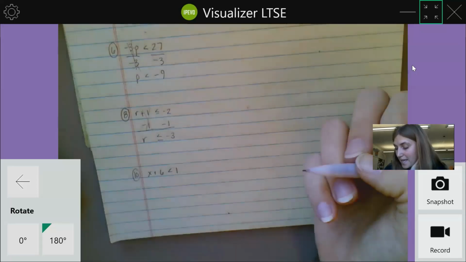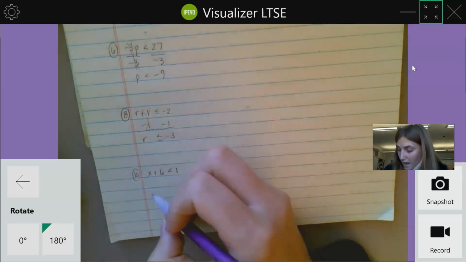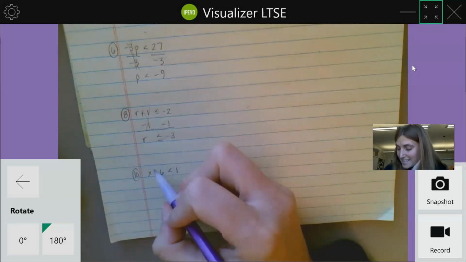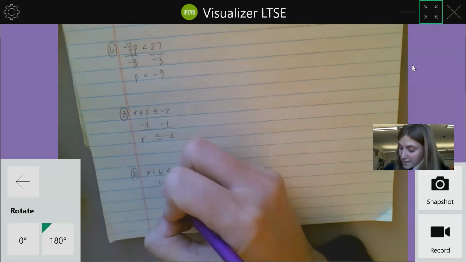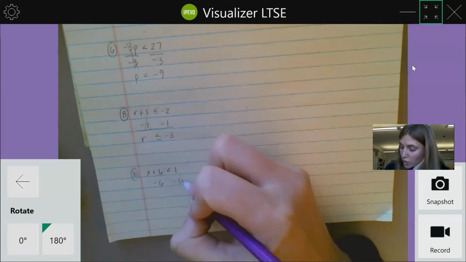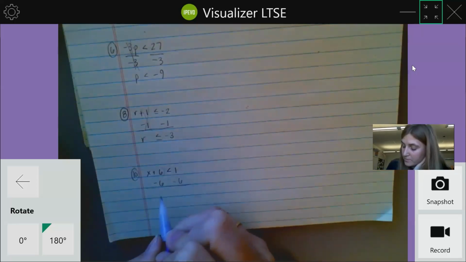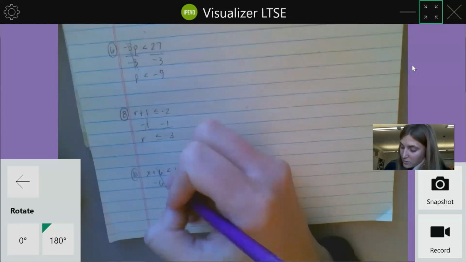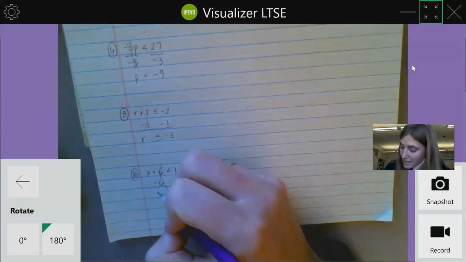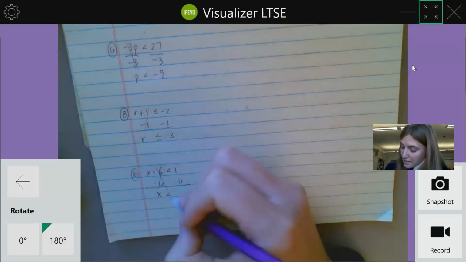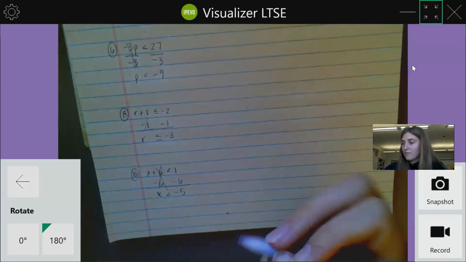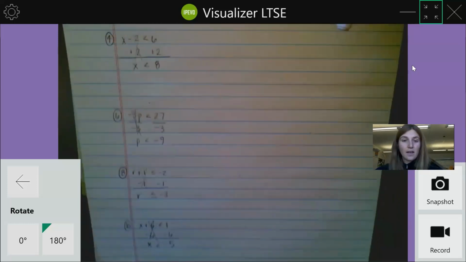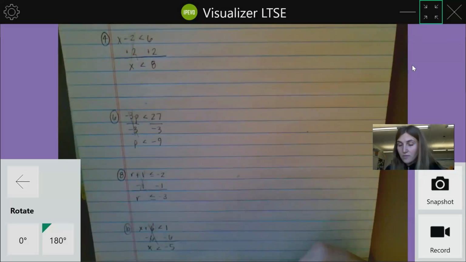And then for number 10, I need to undo this adding 6. To undo the addition, I need to subtract 6 over here and subtract 6 over there. 6 minus 6 cancels out to be 0, and I'm left with just x is less than -5. x less than -5. All right, and then make sure that you have these graphed on your number lines.